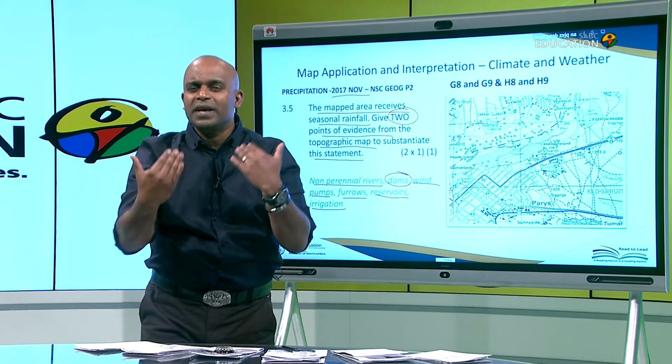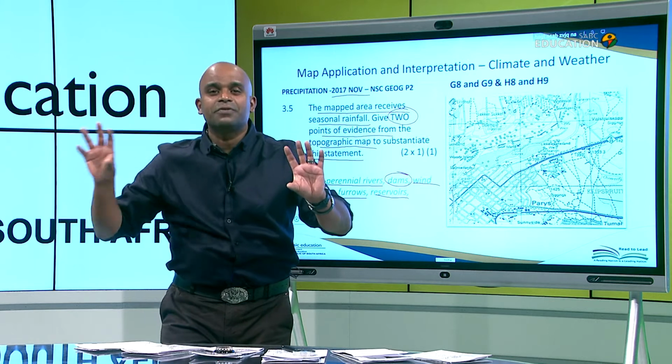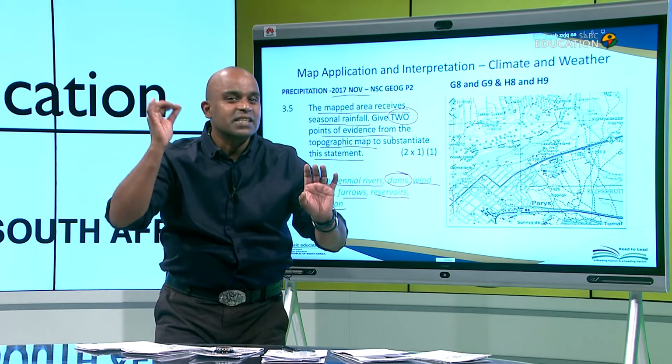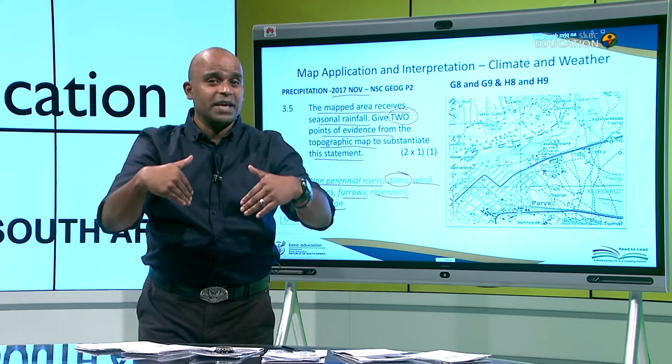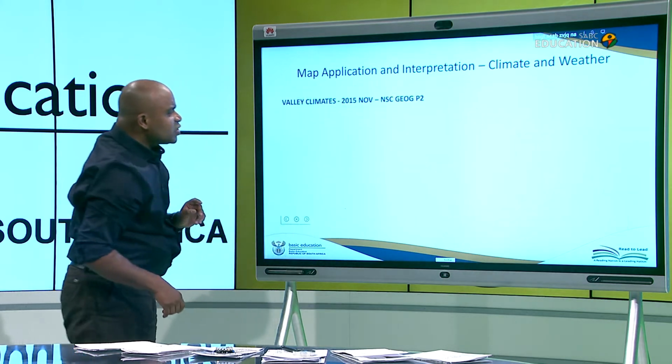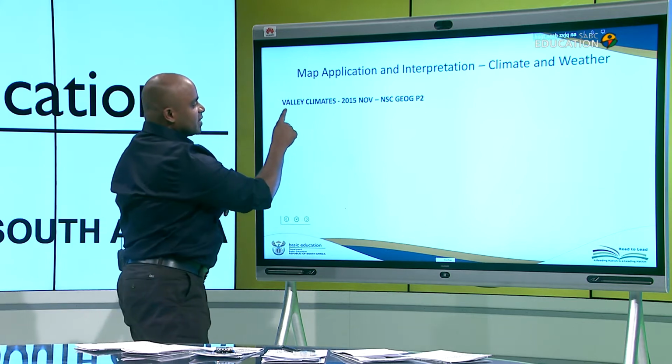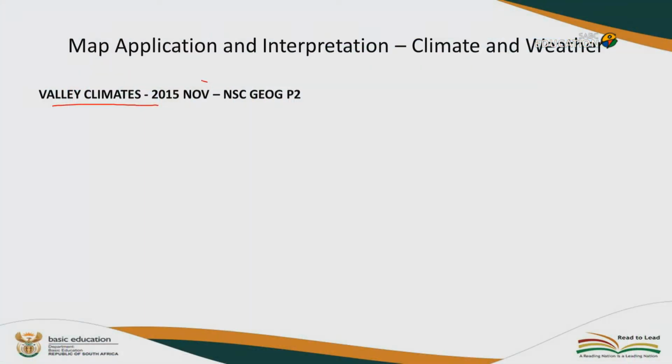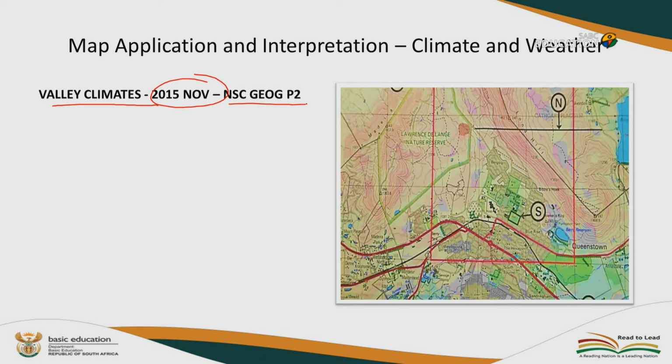Can you see how easy it is when you analyze different examinations and identify the theme that is being examined? Let's look at the next one. The next one talks to valley climates. So in 2015 November, the first of the geography paper 2s examined valley climates. And note what we've done to this map. In this particular map, I've been able to use raster data to show you the image of high-lying areas.